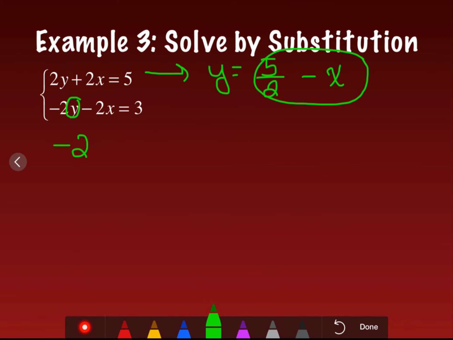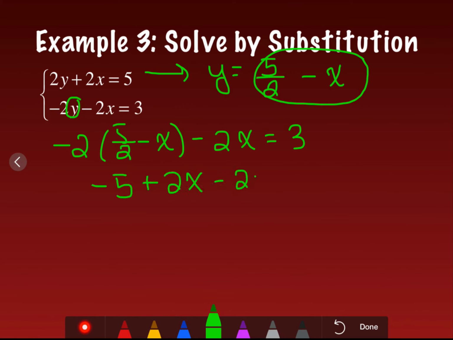So I have negative 2 times 5 halves minus x minus 2x is equal to 3. I get negative 5 plus 2x minus 2x is equal to 3. So negative 5 is equal to 3. We know this is not true. This is a false statement. So that means this system is inconsistent. There is no solution.